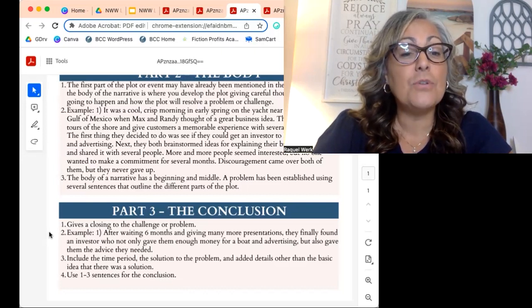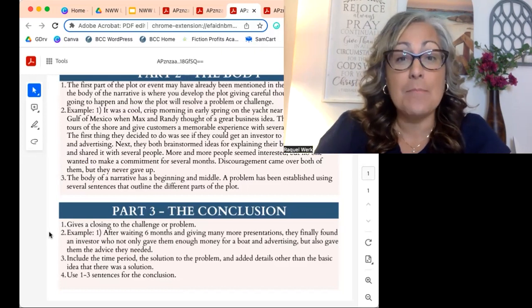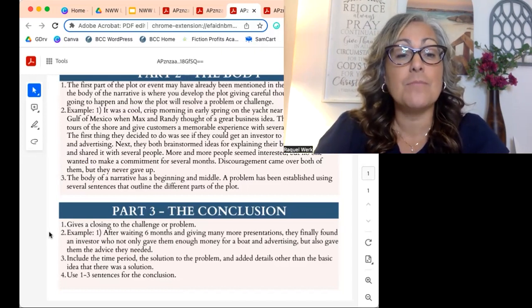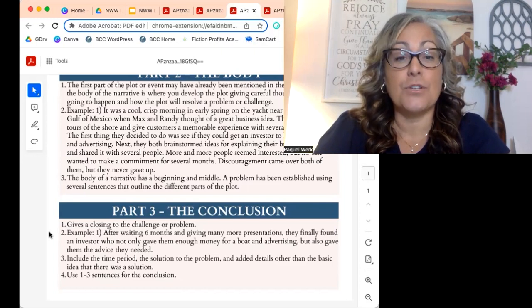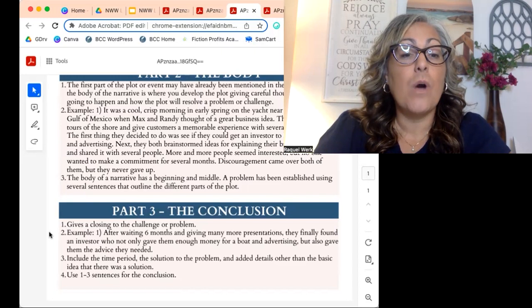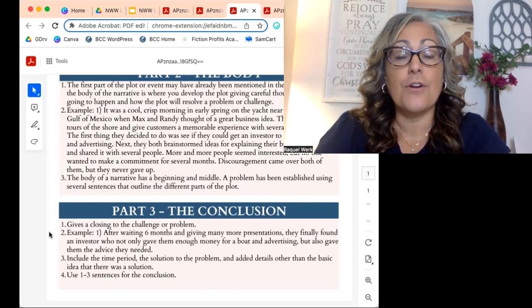So in this conclusion, you're going to include the time period. So how much time passed to come to the solution? You're going to include what that solution is, and you're going to add details other than the basic idea that there was a solution. And finally, you're going to use 1 to 3 sentences for your conclusion.